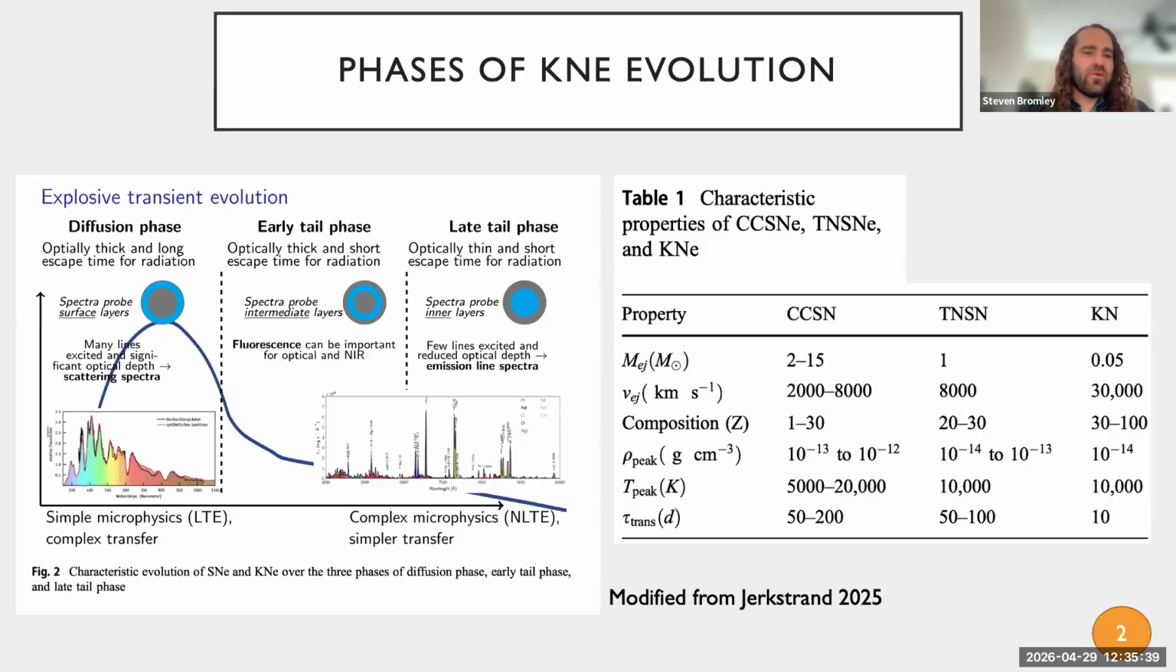To start, I wanted to give a big picture overview of kilonovae and their time evolution. They evolve similarly to supernovae, although on different timescales. What I'm showing here is a nice graphical description of the time evolution of a kilonova, or explosive transients in general. This is from a review article from Anders Björkstrand back in 2025. If you're interested, it is a rather excellent review paper.